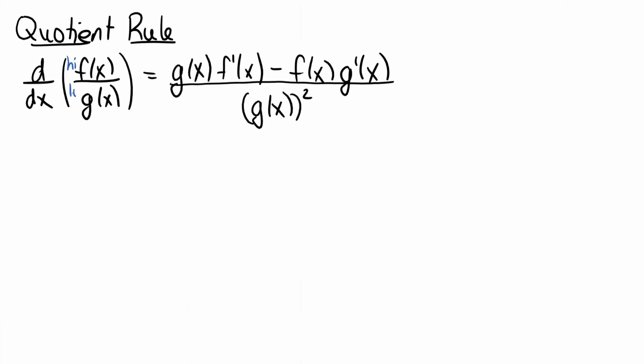Some people remember this in terms of low and high. The derivative is low d high minus high d low over low low.